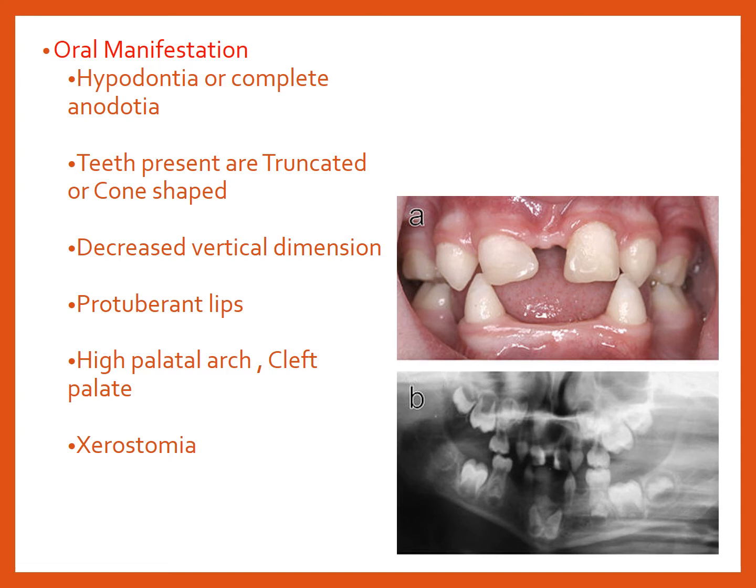The oral manifestations could include hypodontia or complete anodontia. When teeth are present, they could be truncated or cone shaped. They have decreased vertical dimension and protuberant lips. High palatal arch with cleft palate can also be seen. Patients generally manifest with xerostomia because of sweat glands and salivary glands also being part of the ectodermal derivatives.